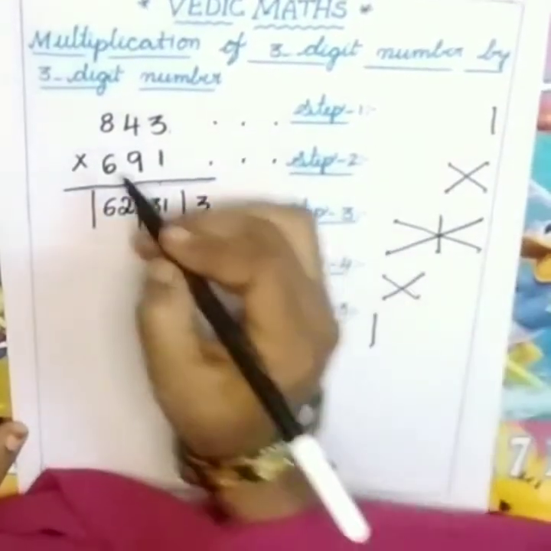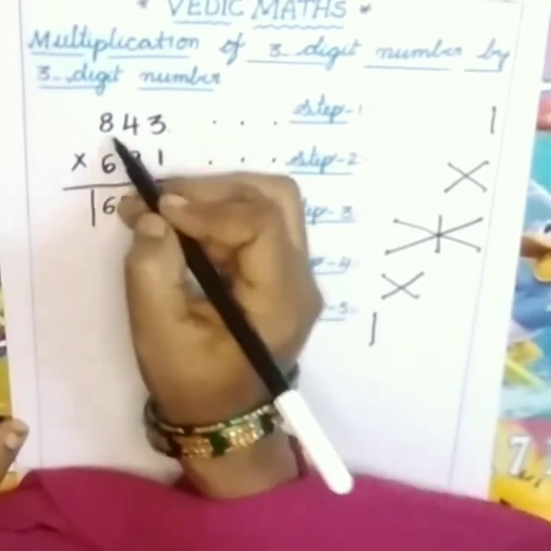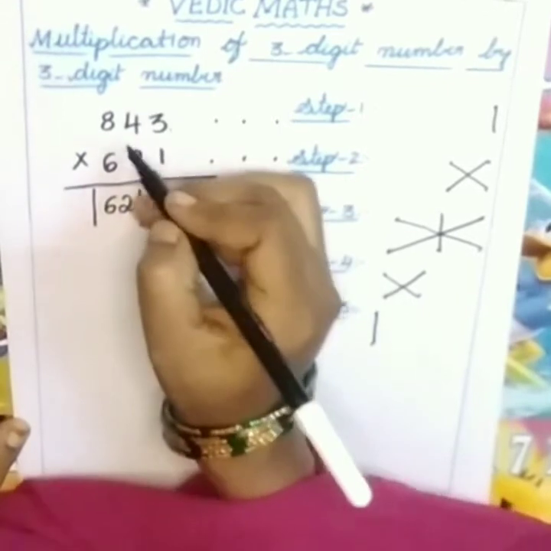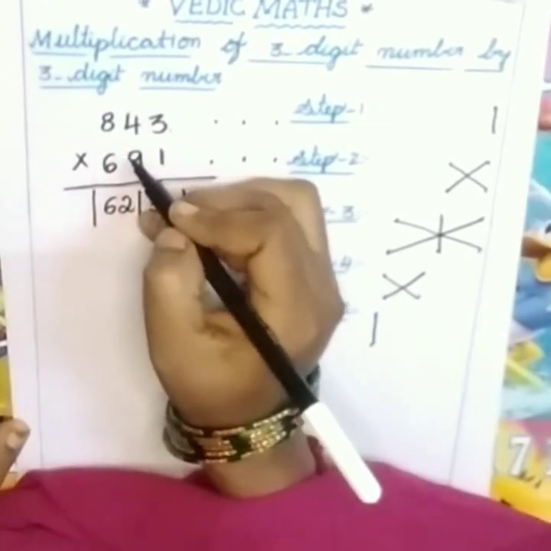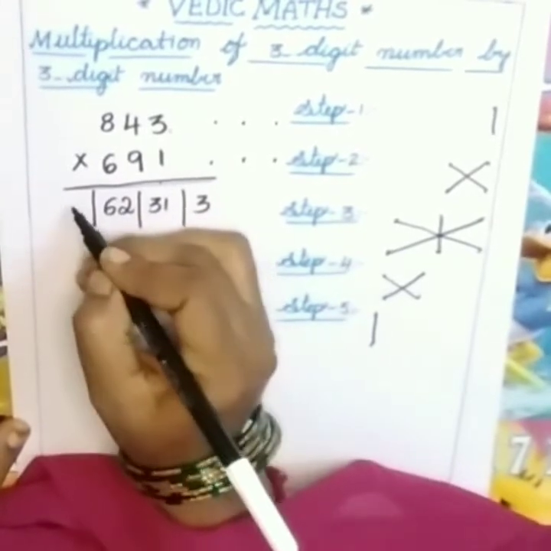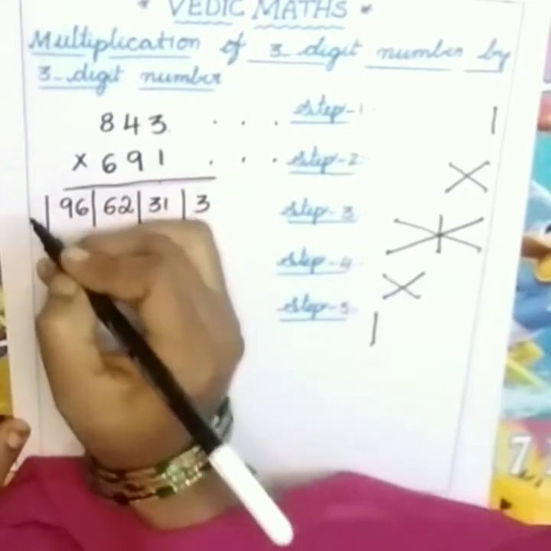And the fourth step, we cross multiply the second and third columns. 4 6s are 24, 8 9s are 72. So 72 plus 24 is 96. The next one, 8 6s are 48.